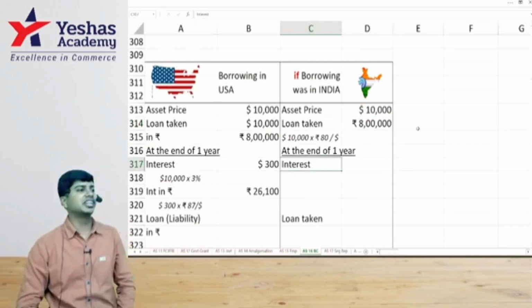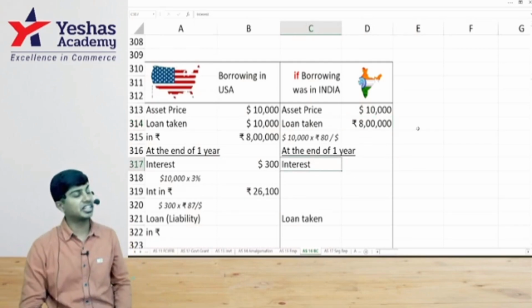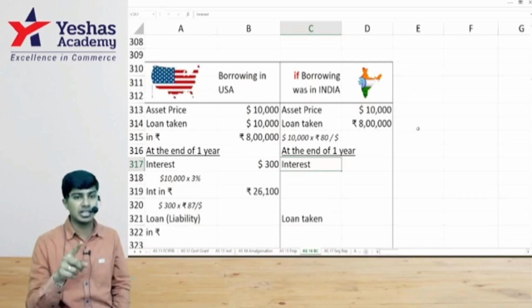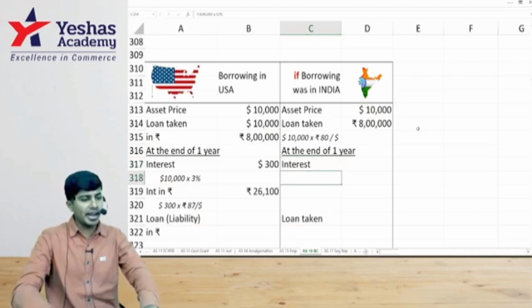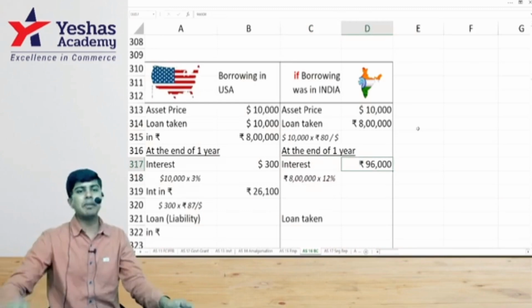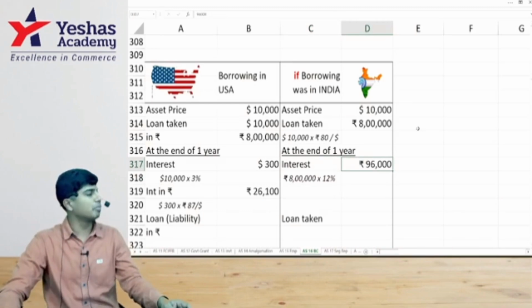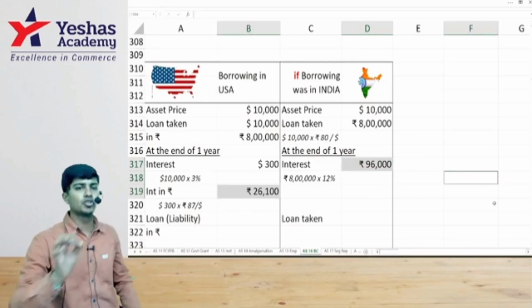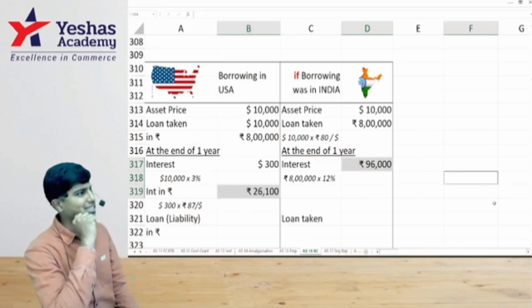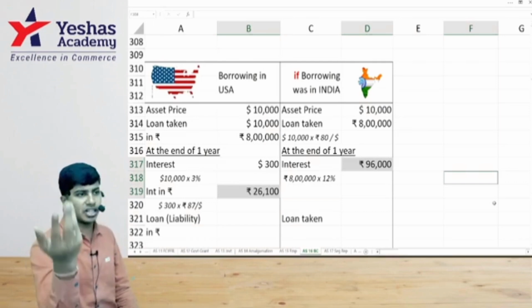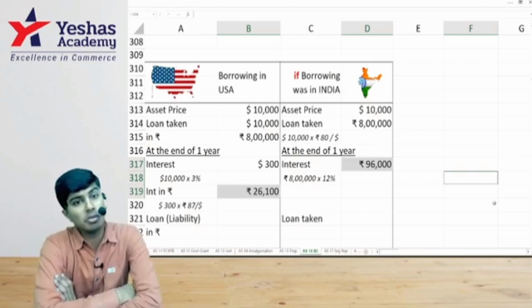Now, at the end of 1 year, the Indian bank will charge me interest. It will not charge interest at 3%. The Indian bank will charge interest at 12%. And the Indian bank will not charge interest on $10,000, it will charge interest on 8 lakh rupees. So please do 8 lakh rupees into 12%. 96,000. So this is the comparison that you did when you decided to take the borrowing in USA. If you had taken the loan in India, your interest expense would have been 96,000. Because you took the loan in USA, the interest expense is 26,100.